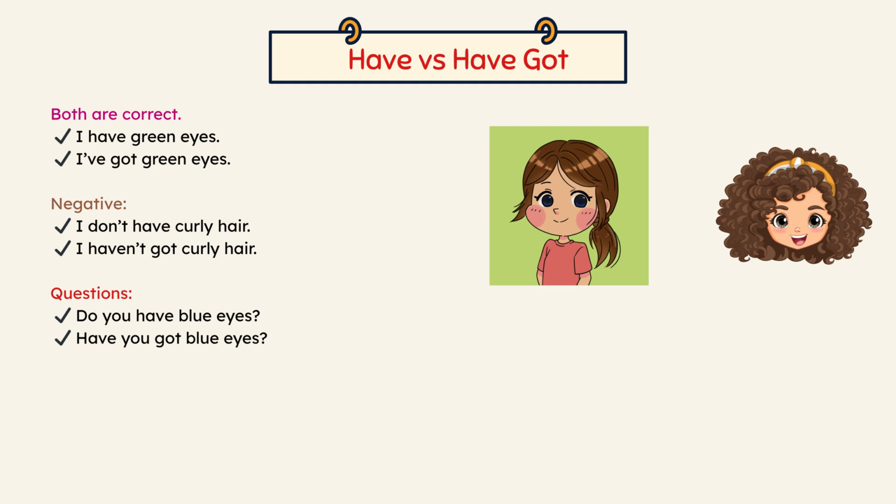Now let's look at questions. Do you have blue eyes? Have you got blue eyes? Both questions are correct and are used to ask about someone's appearance.